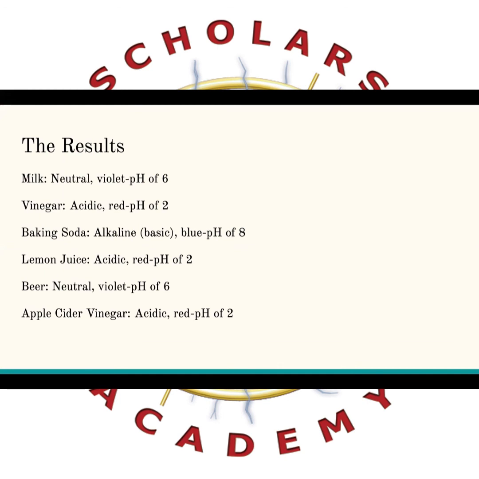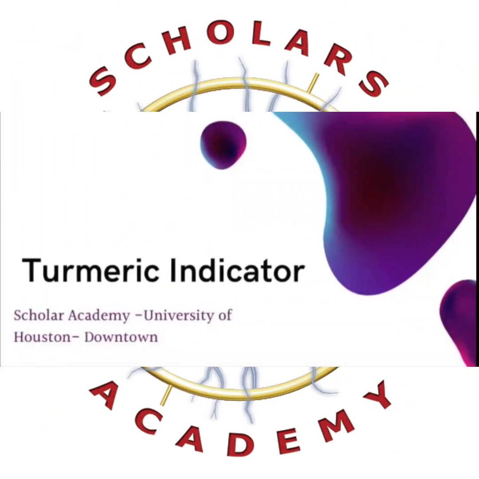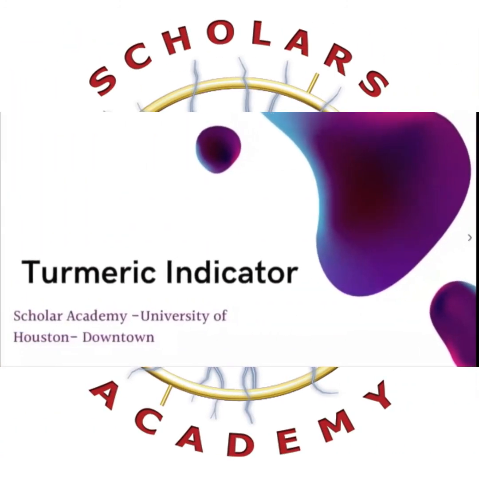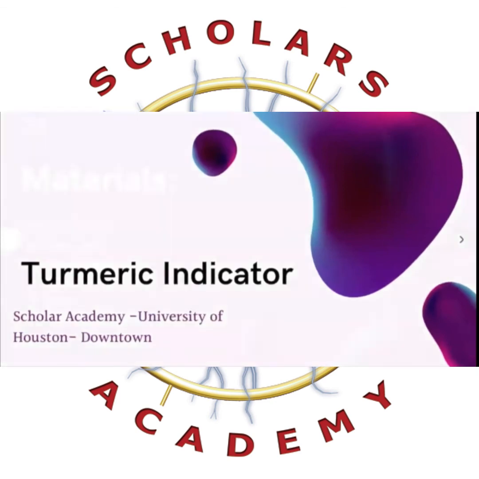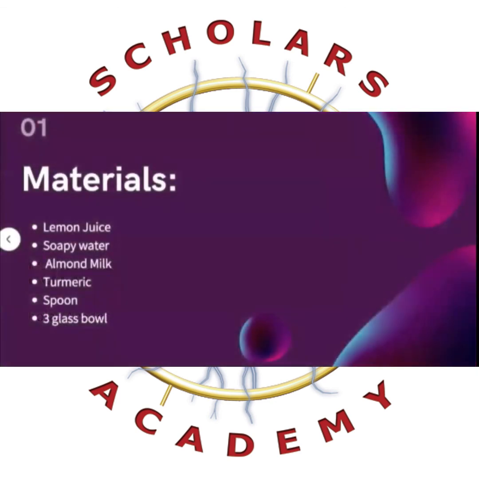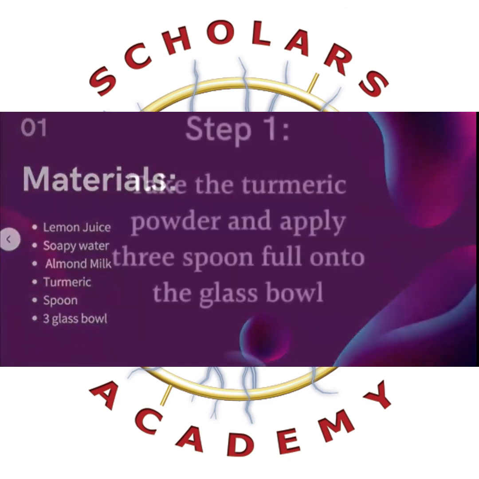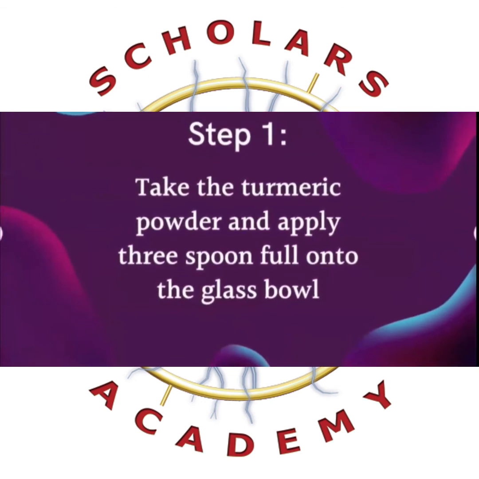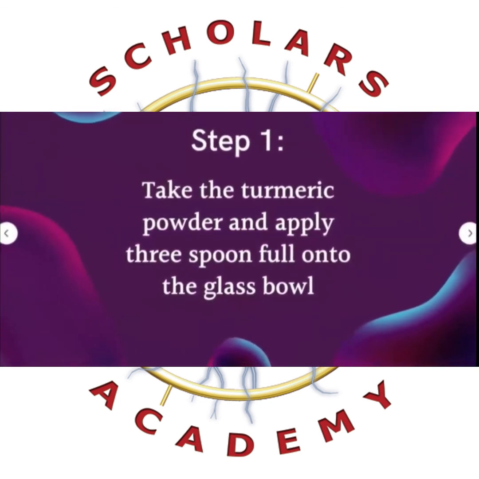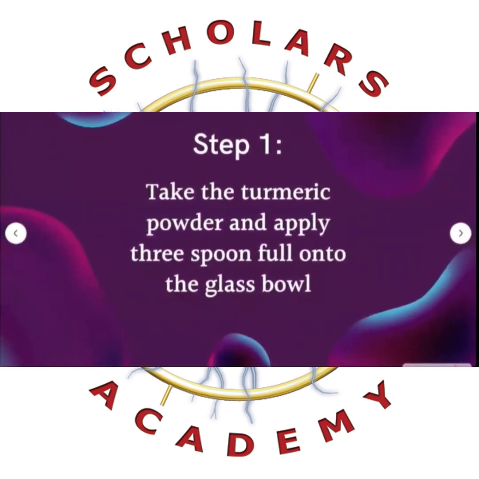The experiment for today is turmeric indicator. I hope you enjoy it. Materials you will need are lemon juice, soapy water, almond milk, turmeric, a spoon, and 3 glass bowls. Step 1. Take the turmeric powder and apply 3 spoonfuls onto the glass bowl.